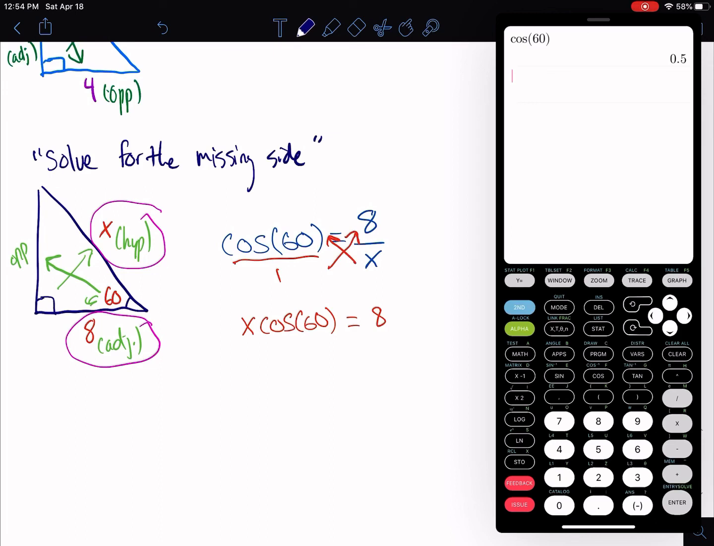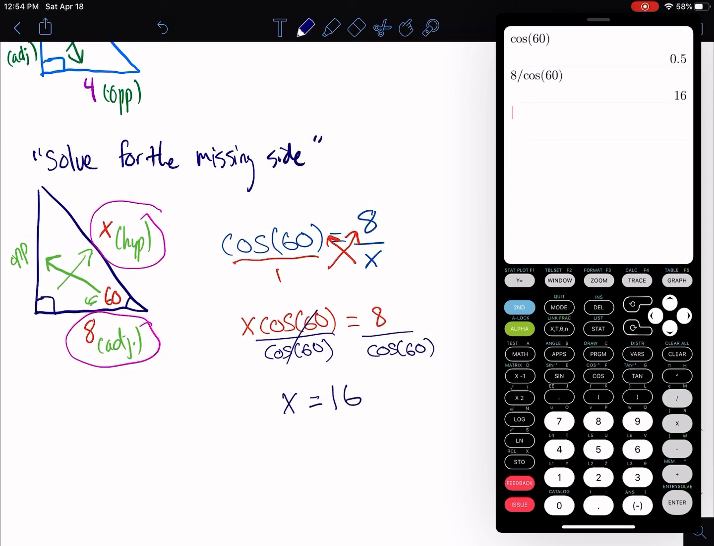Here you have x times cosine of 60, but cosine of 60 is just a number. So we're going to divide by the cosine of 60 on both sides. Okay? And so we're going to get x equals. Now into our calculator, we're going to plug 8 divided by the cosine of 60. And we're going to get 16.